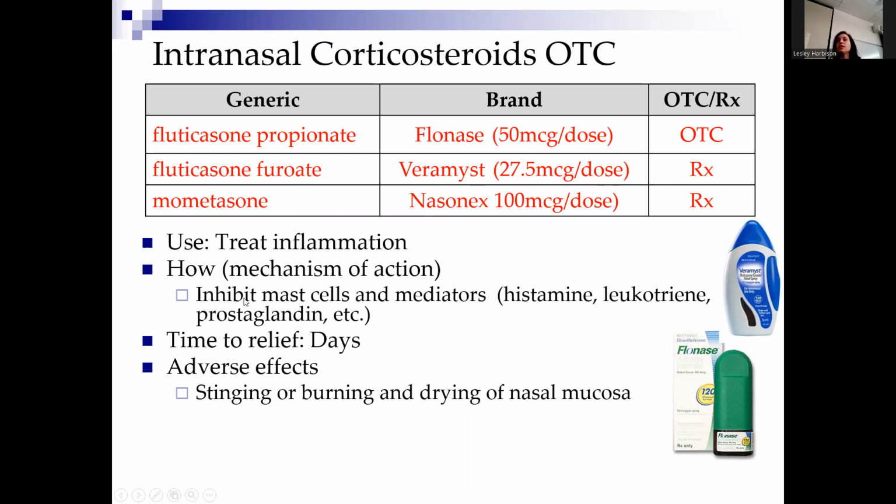They do different things. They inhibit mast cells and the mediators like histamine, leukotriene, and the prostaglandins. So all of those things are part of your immune system that are just triggering your immune system. And when your immune system starts really reacting, you get a lot of inflammation. That's just sort of a natural cascade of how our immune systems work when they go out of check. So this helps with that inflammation. And it can take a little bit to really kick in and start doing its thing. So maybe a couple days, and some adverse effects there is stinging and burning, dryness.